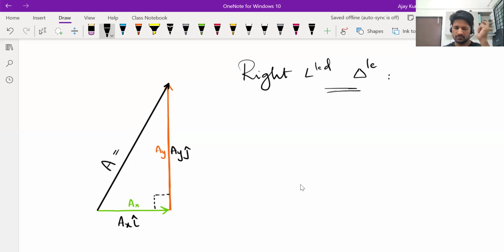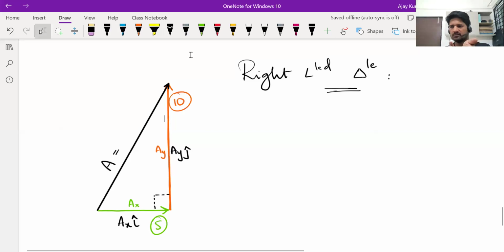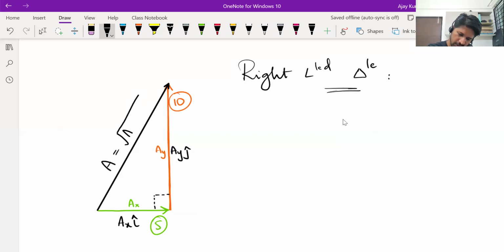How to calculate this side's length? Ax is known, ay is known, or let us avoid ax, ay and use 5 and 10 only. That green side is 5, orange side is 10. How to calculate the black side? Root of 5 square plus 10 square. Root of the sum of squares of the other two sides, right? So here it becomes square root of 5 square plus 10 square. You could write it like this, ax square plus ay square. And what are we getting? We are getting the length of the vector A.